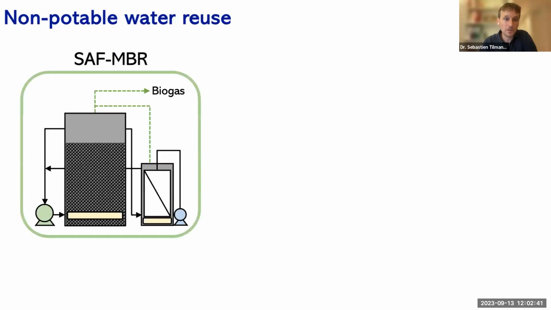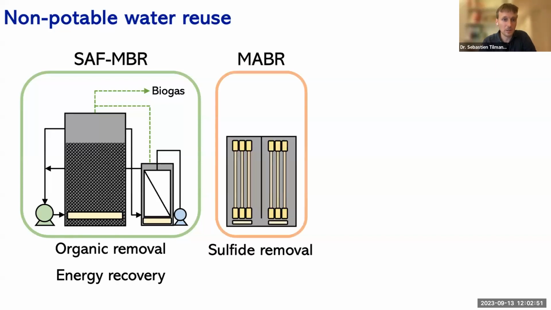We're looking at a treatment train that takes the effluent from the SAF-MBR and polishes it. Here's the SAF-MBR, used for treatment of organics and for energy recovery. We take the effluent from that system and put it through another relatively new and modern process called a membrane aerated biofilm reactor. We use that system to remove the sulfide that I mentioned is produced in the system.